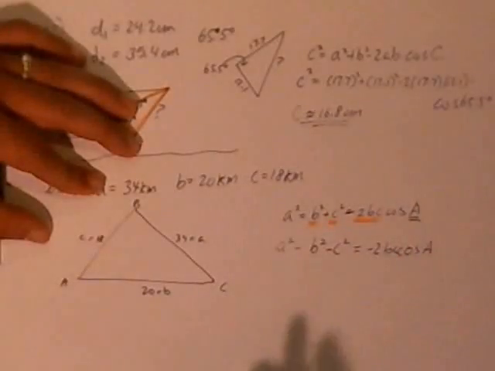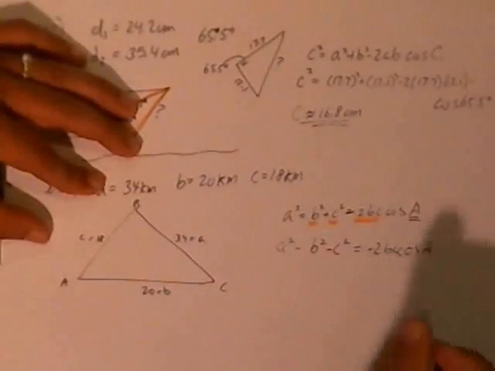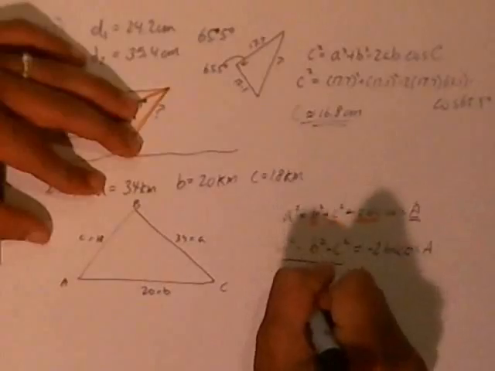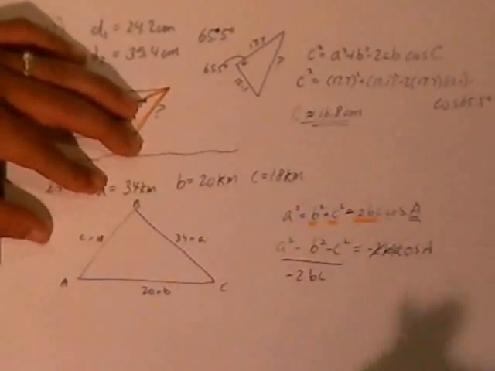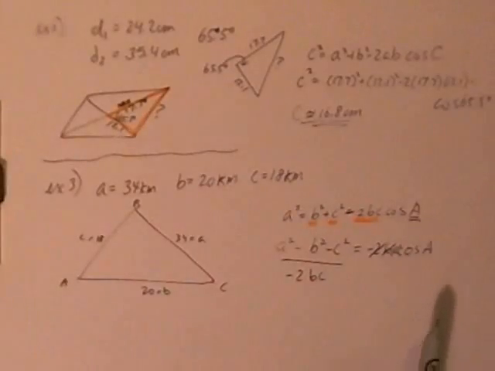And of course, I want to get rid of negative 2bc, so I'm going to divide it by negative 2bc. And that gets rid of negative 2bc. And there it is right there.